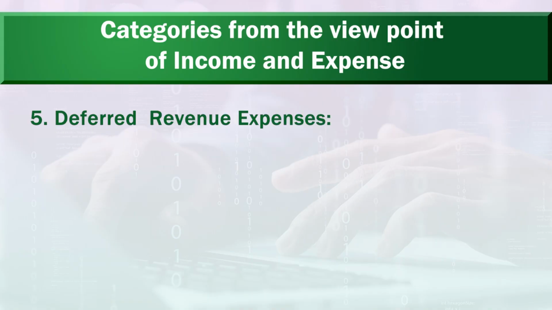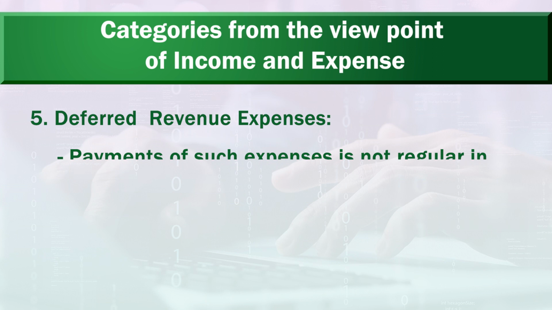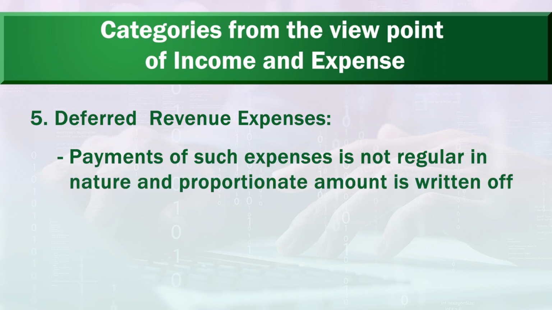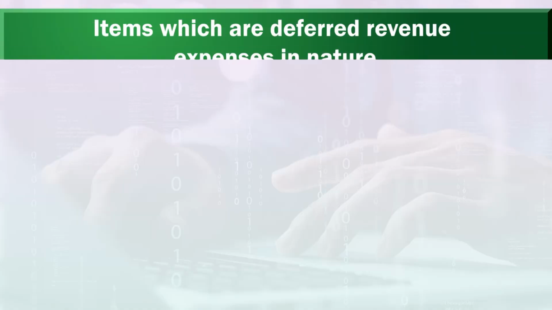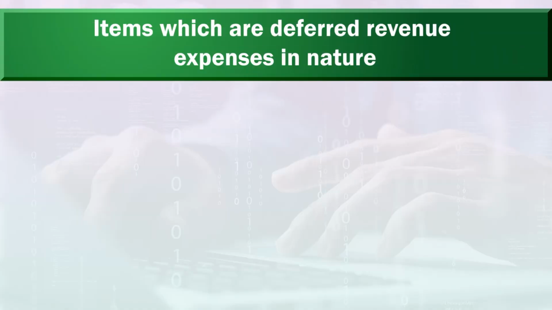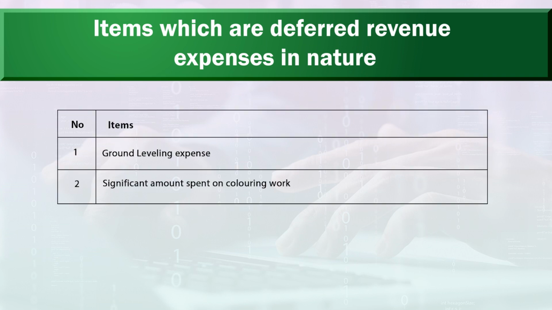The fifth item is deferred revenue expenses. Payment of such expenses is not regular in nature and a proportionate amount is written off in the respective accounting year. These items are disclosed at the asset side of the balance sheet. Let us see these items which are deferred revenue expenses in nature. 1. Ground leveling expense. 2. Significant amount spent on coloring work.